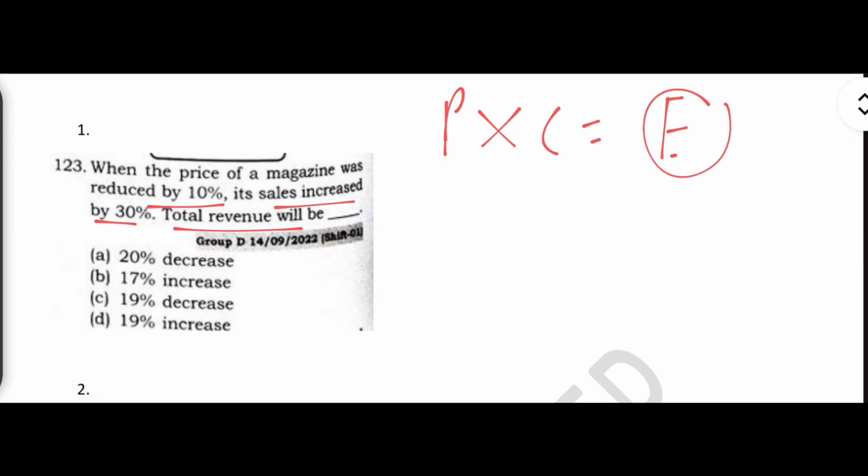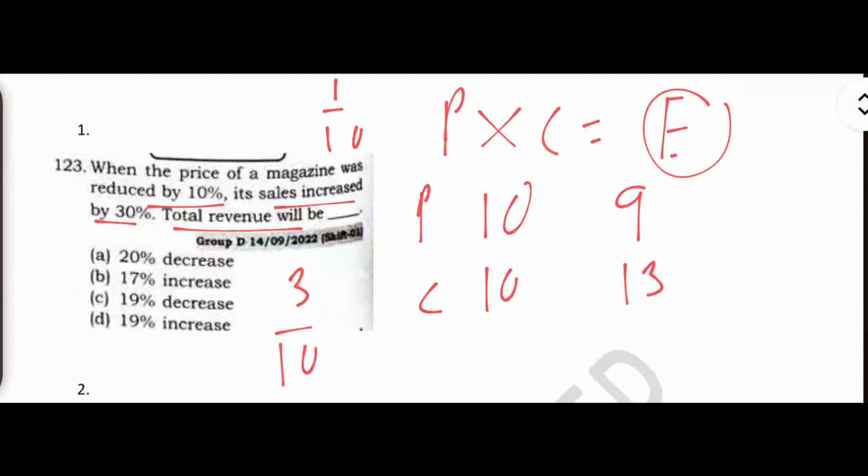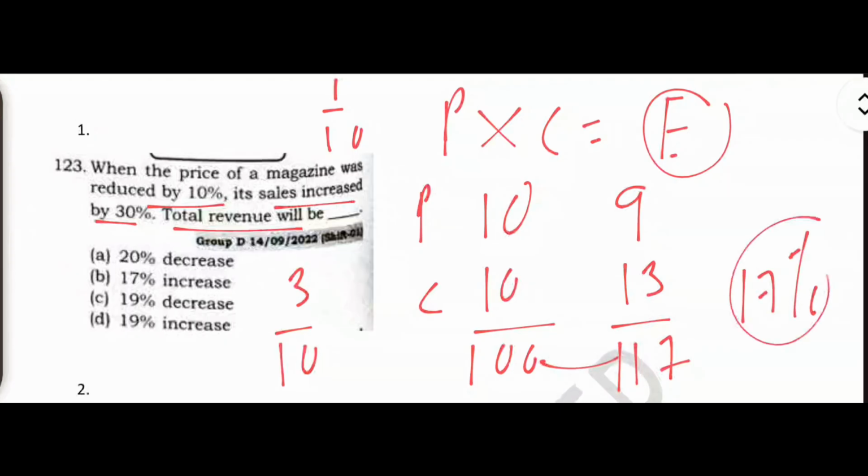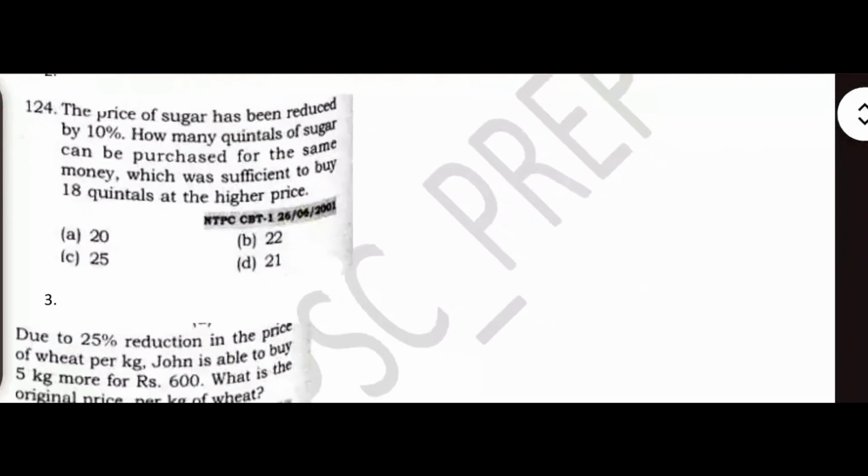So here, this is your price, this is your consumption. The price of a magazine was reduced by 10%. What do we know? It is 1 by 10. So if your 10, your 9 happened. The sale was increased by 30%, means 30% is nothing but 3 by 10. Your 10, 10 plus 3, 13 happened. This is nothing but 100. 9 3s are 27 and 117. Okay, so the total revenue will be how much increase or decrease? Here how much increase happened? 17% increase. So option B. Okay, simple, no big thing.